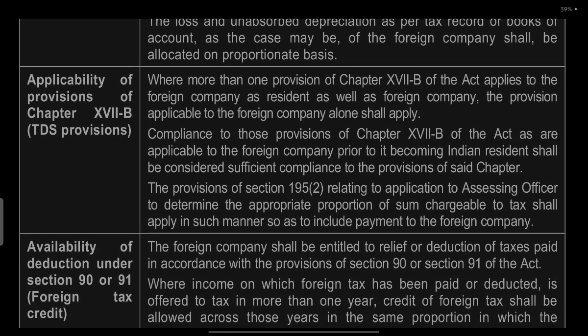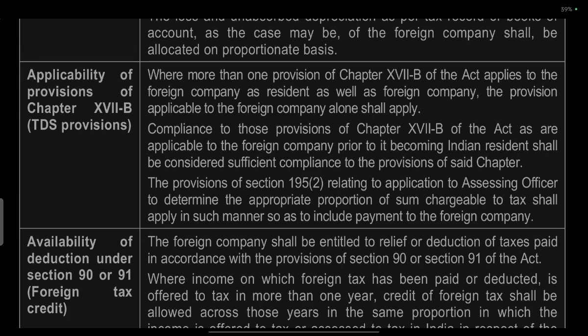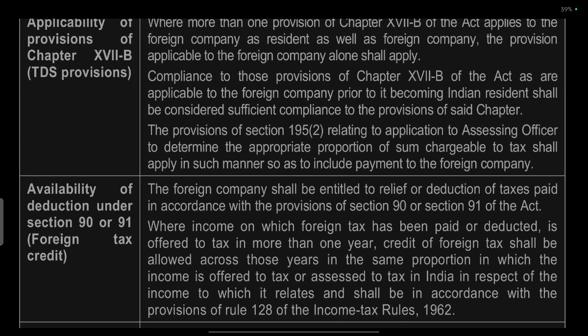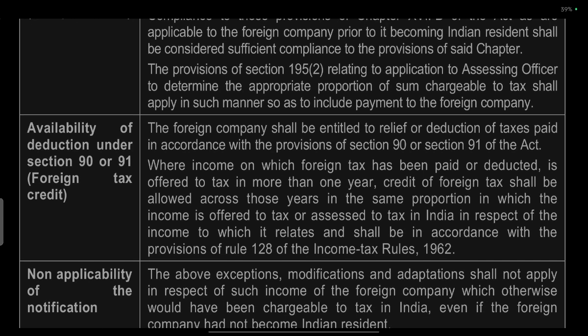Applicability of provisions of Chapter 17B, TDS provisions. Where more than one provision of Chapter 17B of the Act applies to the foreign company as resident as well as foreign company, the provision applicable to the foreign company alone shall apply. The compliance with the provisions of Chapter 17B of the Act as applicable to the foreign company prior to becoming Indian resident shall be considered sufficient compliance with the provisions of the chapter. The provision of section 195 relating to the application to the assessing officer for determining the appropriate portion of the sum chargeable to tax shall apply in such a manner as included in the payment of the foreign company.